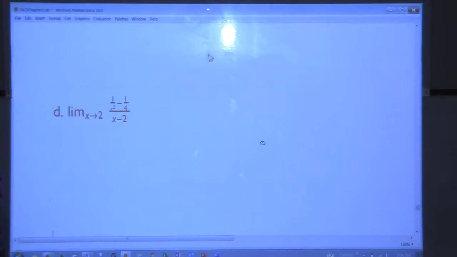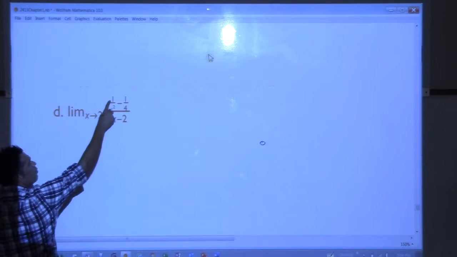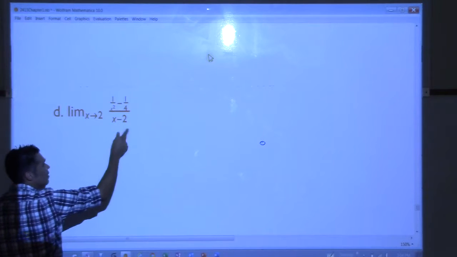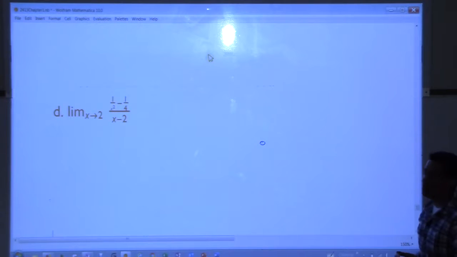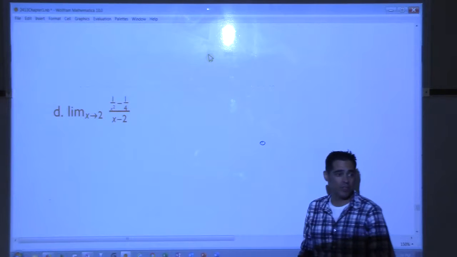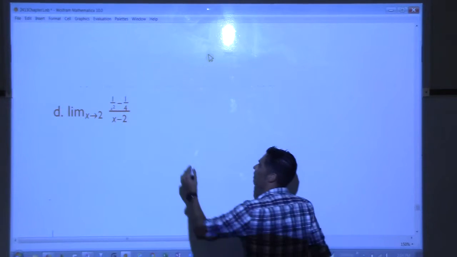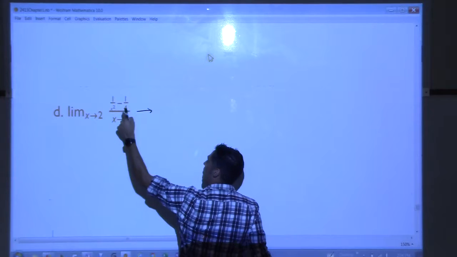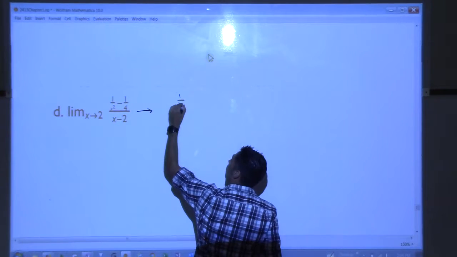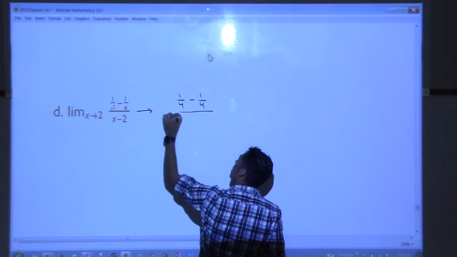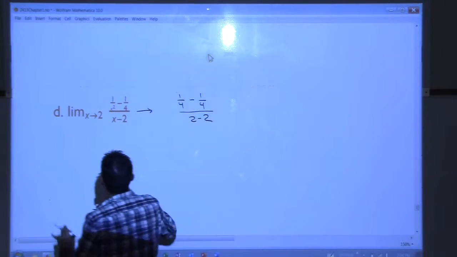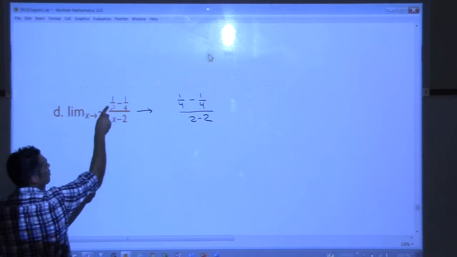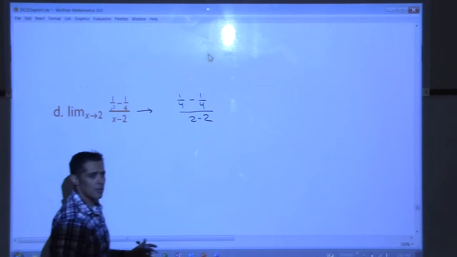It's hard to see this. This is limit x approaches 2 of 1 over x squared minus 1/4 over x minus 2. So let's just check first what happens if we just try and replace x with 2 right now. So what would we get if we just replace the x's with 2's? 1/4 minus 1/4 over 2 minus 2, right? So x is going to 2, that's 2 squared, so 1/4 minus 1/4 over 2 minus 2. This is 0 over 0 again, right?